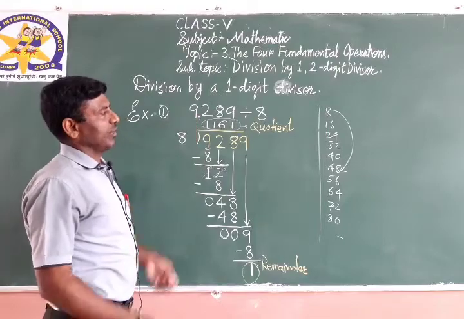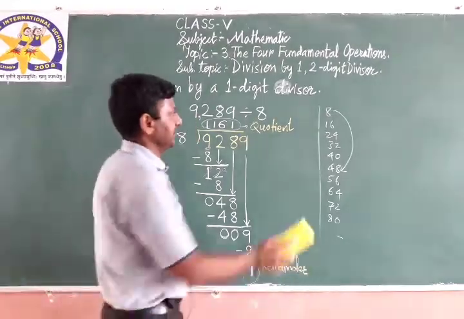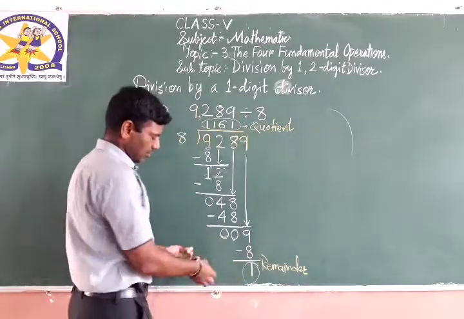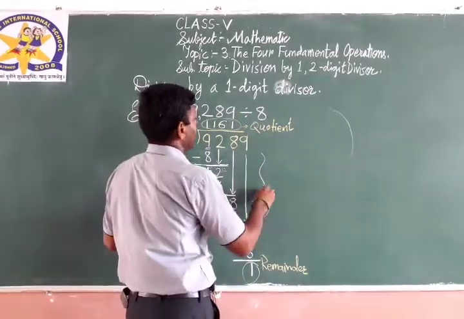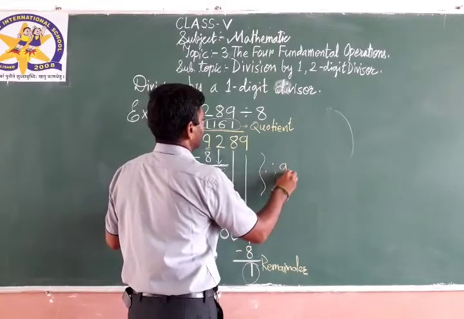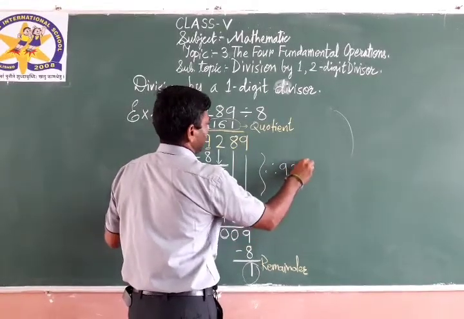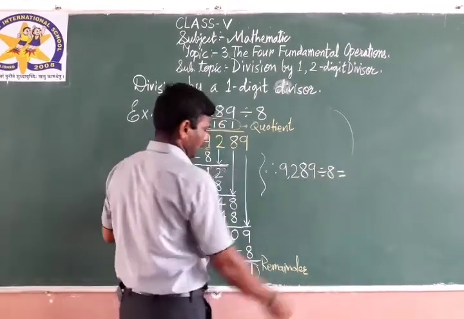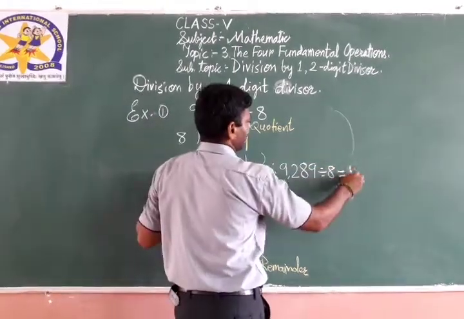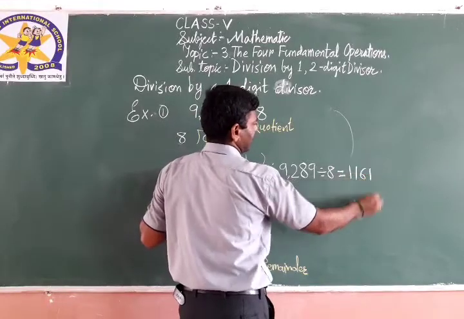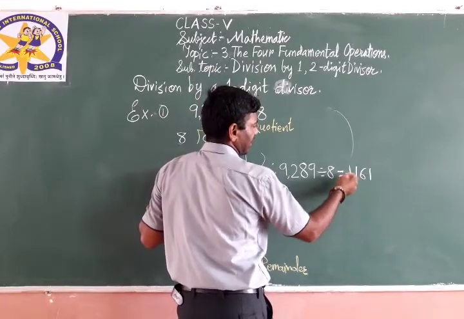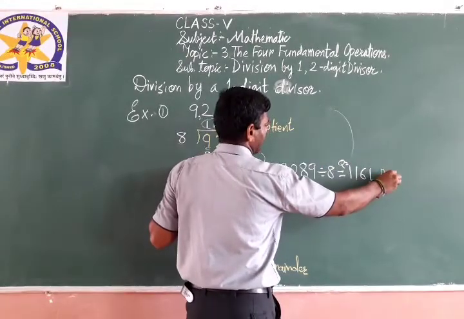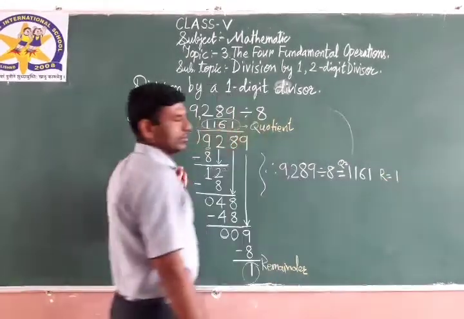So, how to write the answer? Last answer. There is no place here, so I will write here. Therefore, 9289 divided by 8 is equal to 1161. This is the quotient. You can write quotient here also, or the remainder r is equal to 1.